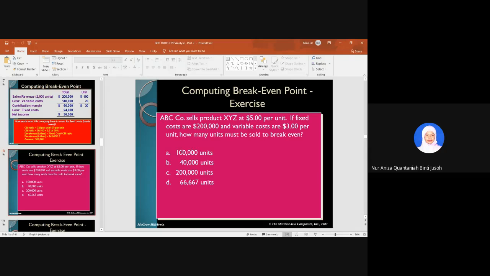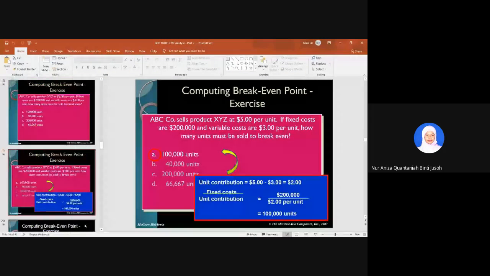Okay, so the answer will be 100,000 units. Okay, so senang. It's very simple, but usually in the exam students will get confused. Padahal it's very straightforward. Okay, if you follow the steps, it's very straightforward. You will get a little bit confused if there is a sensitivity analysis. But for sensitivity analysis, you will actually follow back the same process. Cuma you will replace the new amount into the same formula.